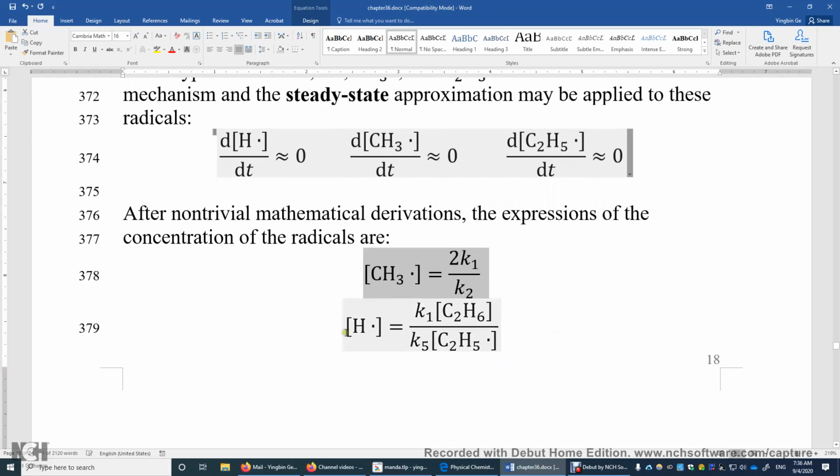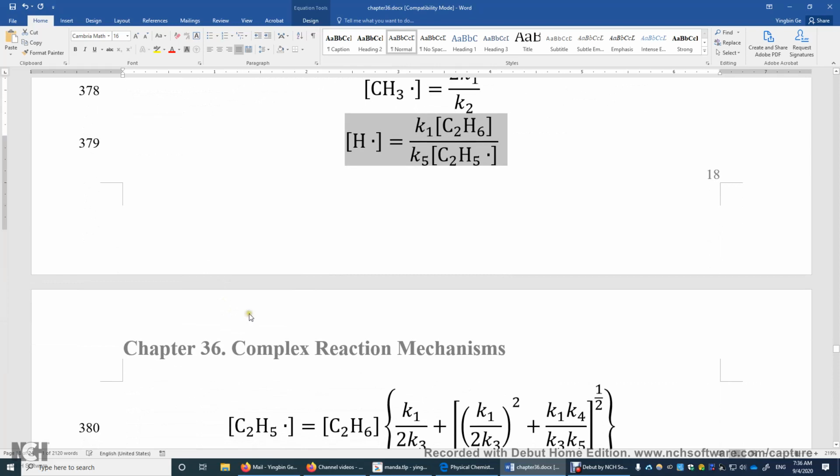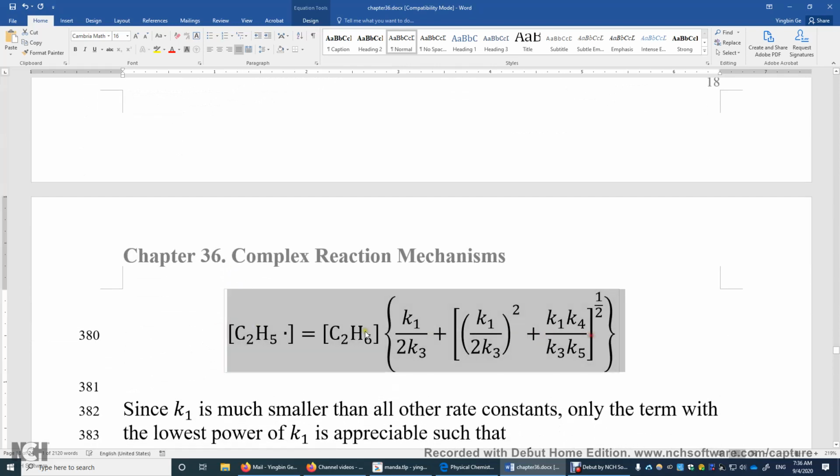We can also obtain the expression for the hydrogen radical and this C2H5 ethyl radical. It's a little bit more complicated. It's a non-trivial derivation. Assume you're patient and careful, you will be able to get this expression for C2H5. The nice thing about this expression is however complicated it looks, it's a constant.